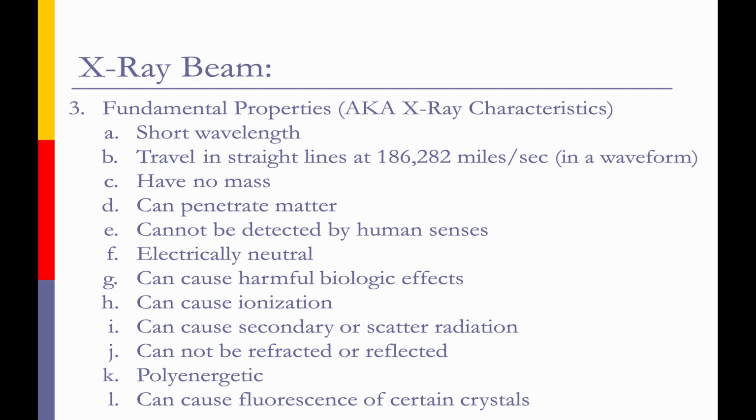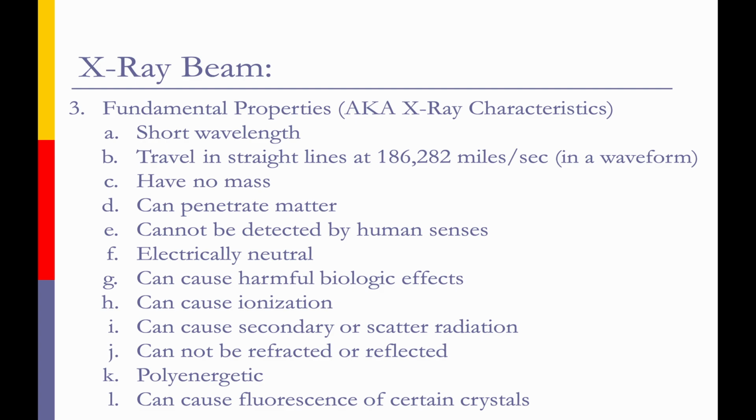They can cause ionization, meaning they can liberate an electron from an existing atom of whatever tissue it happens to be passing through. They can cause secondary and scatter radiation. A lot of times that's within the patient, and when that happens, it is, of course, a much lower energy photon. They cannot be refracted or reflected like light. That is the difference in light and X-rays is that penetrating capability.